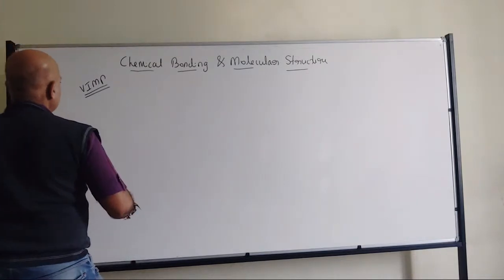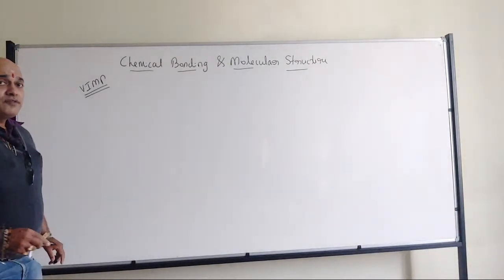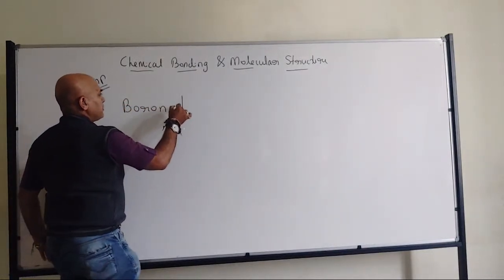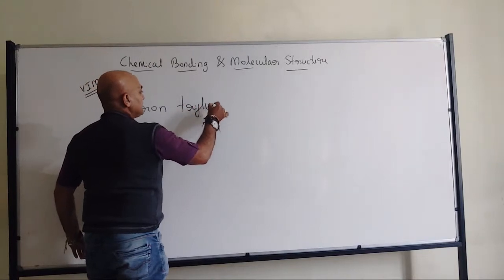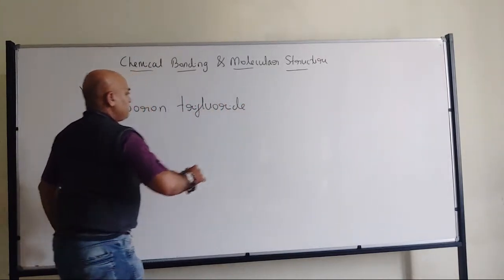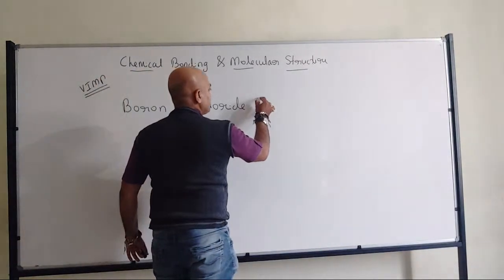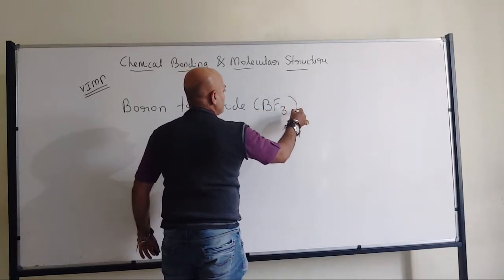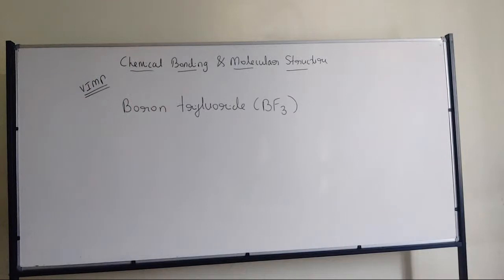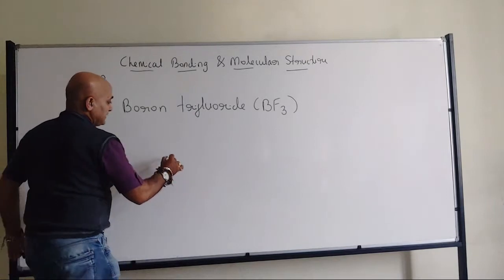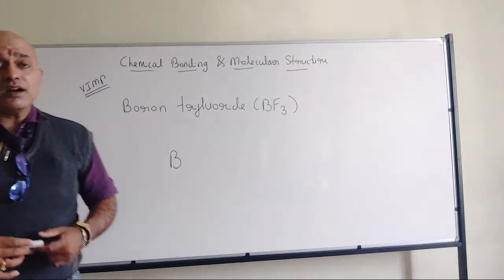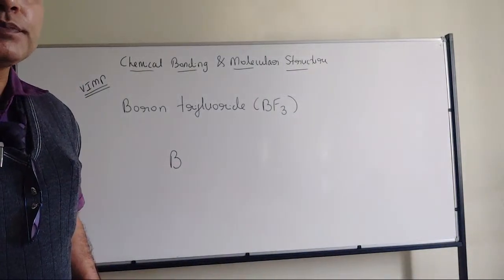Okay, I will take the examples from your textbook only. For example, I have a compound called boron trifluoride. In the name itself it is there, boron, B, then trifluoride, that is F3. So, boron trifluoride. Now, boron belongs to group 13. How many valence electrons? Boron belongs to group 13.